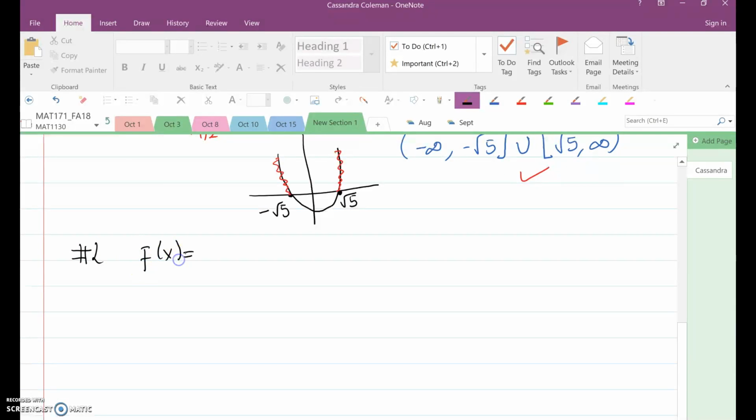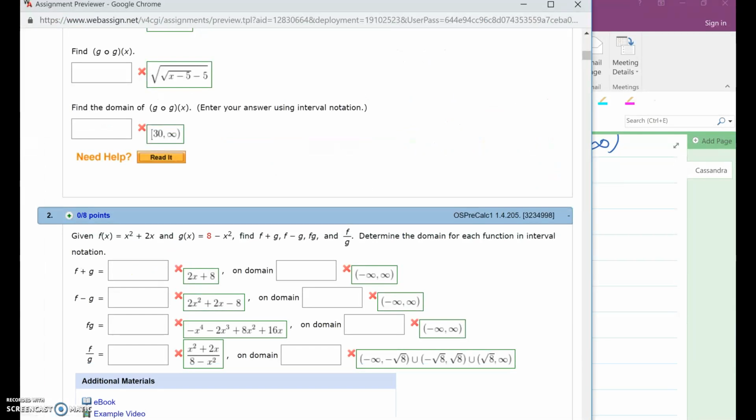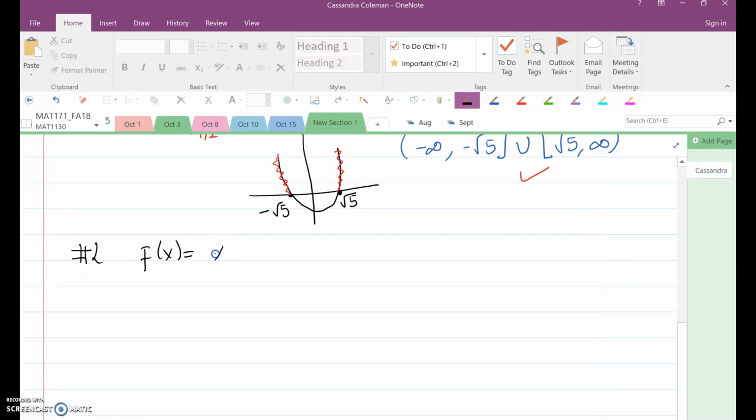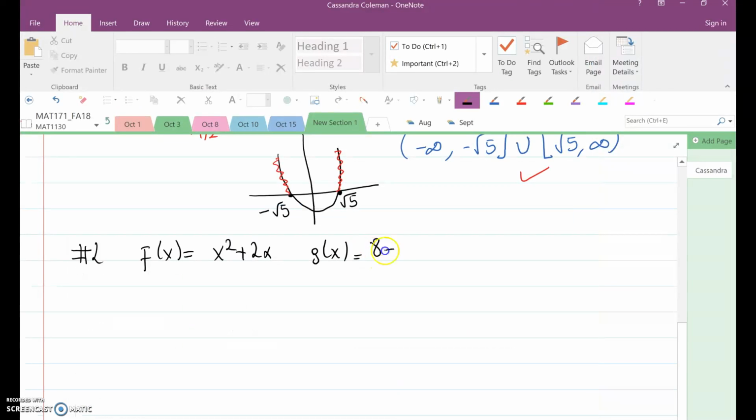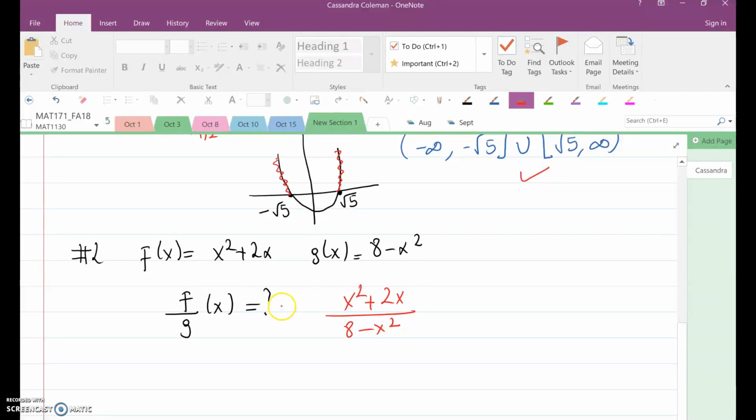In number 2, our f of x is x squared plus 2x. Our g of x is 8 minus x squared. Okay, so what are we looking at now? F over g of x. What is that? First let's write that. So it will be x squared plus 2x divided by 8 minus x squared. Okay, so this is our f over g of x.